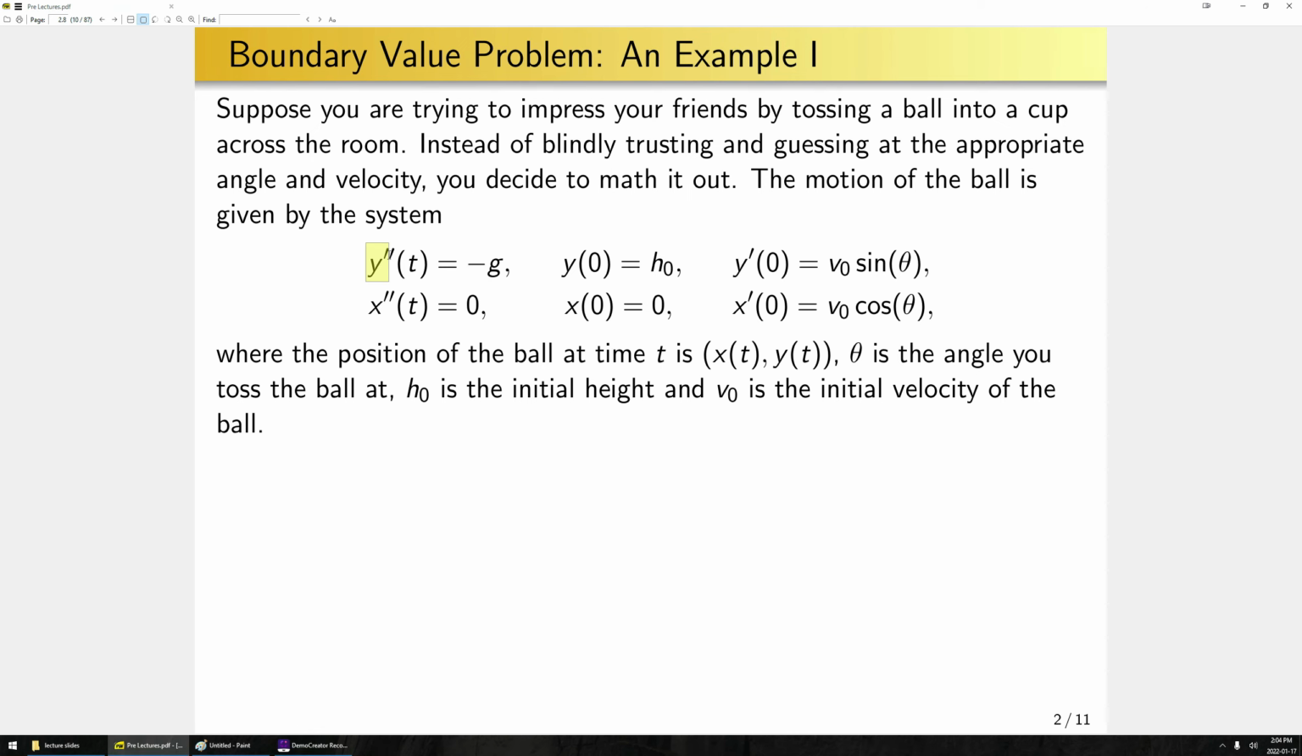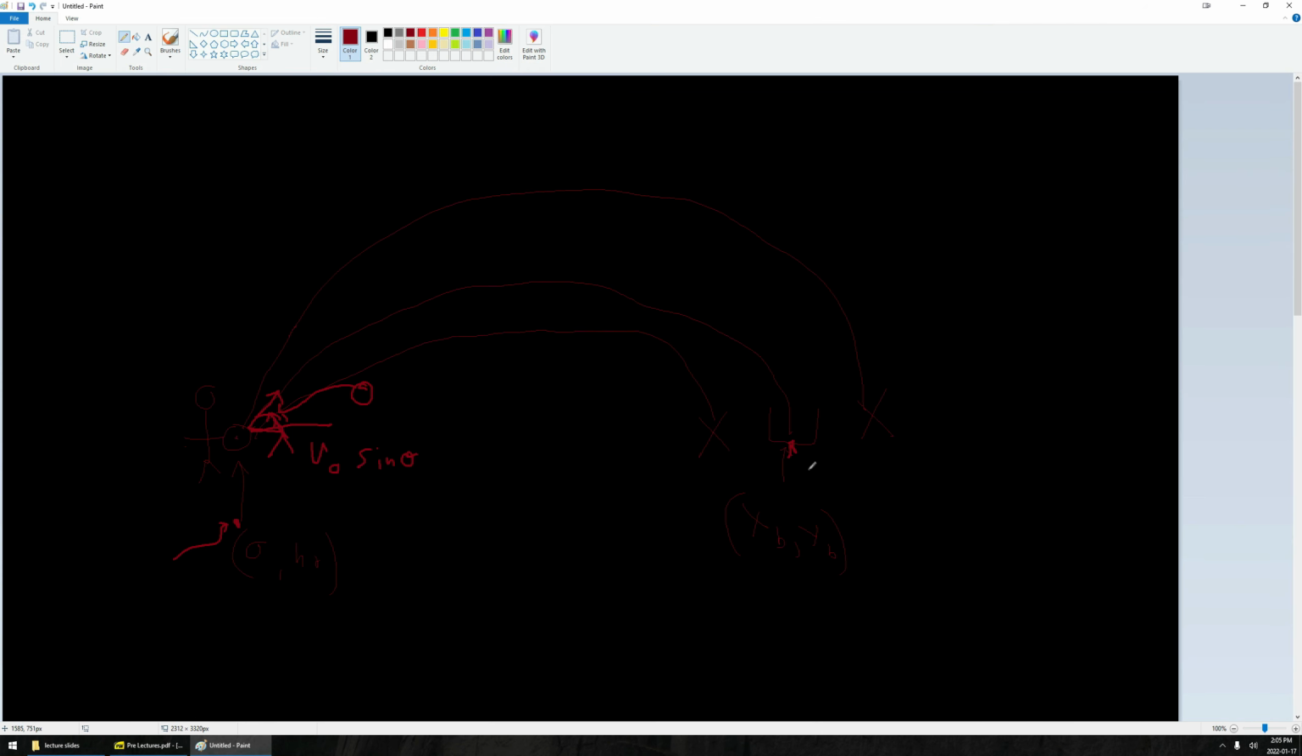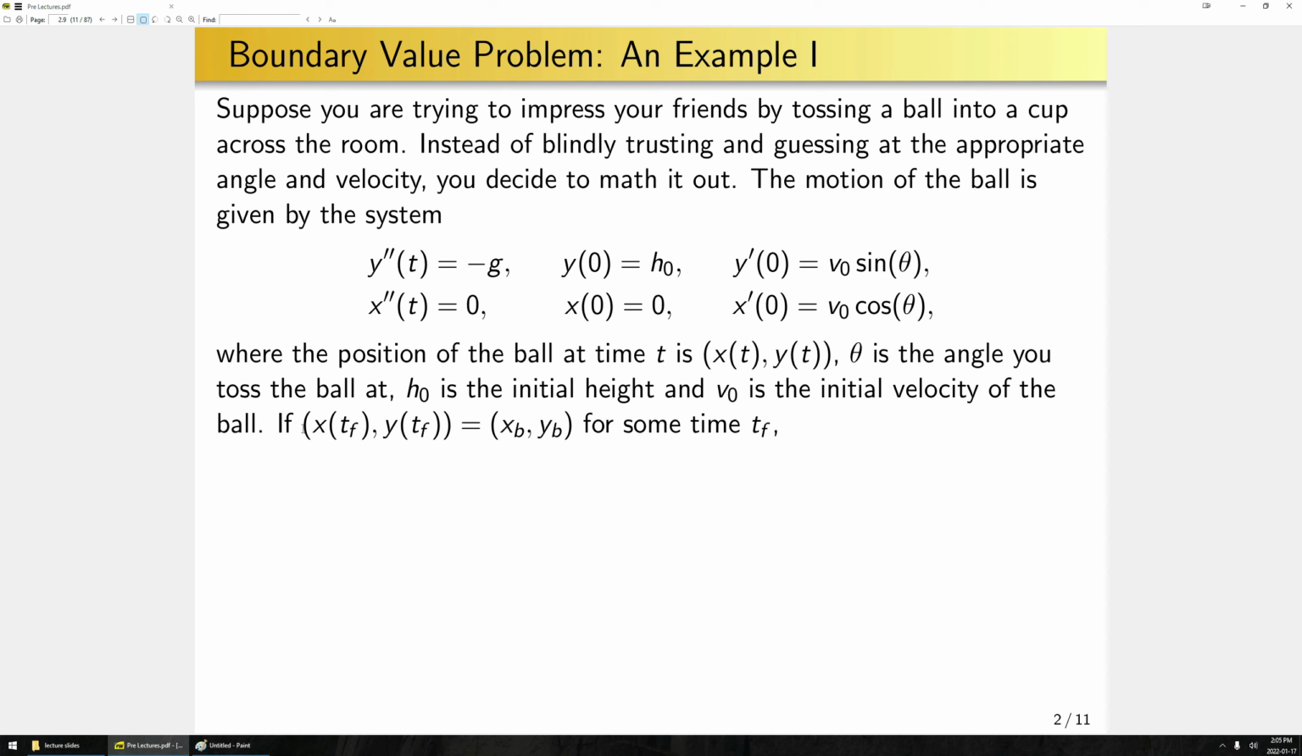So we know how to solve these various initial value problems, the first one and the second one here. In fact, solving something similar to this is one of your homework assignments. But once we get the solutions to this initial value problem, we need to know what it means to succeed in impressing our friends within this context. Well, it means that eventually the position of the ball is exactly in the cup. So mathematically speaking, if there is some time tf such that the position of the ball, this thing, is equal to that point in space, then we impress our friends, right?